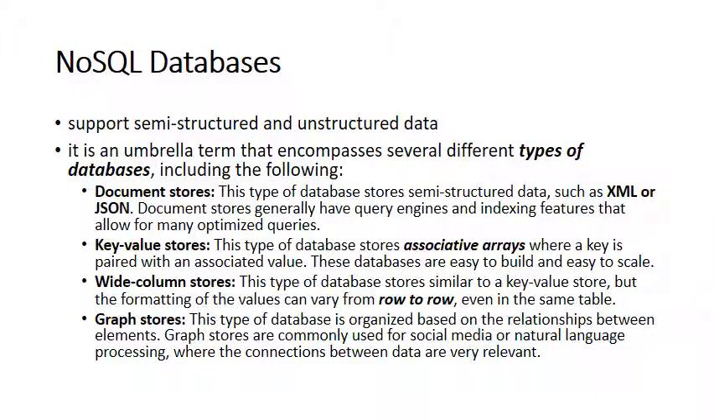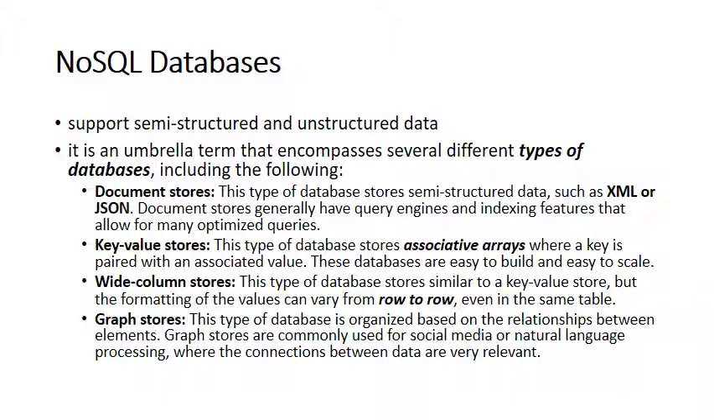Next one is NoSQL database. You already learned about this one, but the thing is that NoSQL means it doesn't have any structure. It may have different types of data like XML, JSON. It may have associative arrays also. It may have column-wise data also. It may store data in graphs in the database also. So different types of data are stored in the database, which we call the NoSQL database.